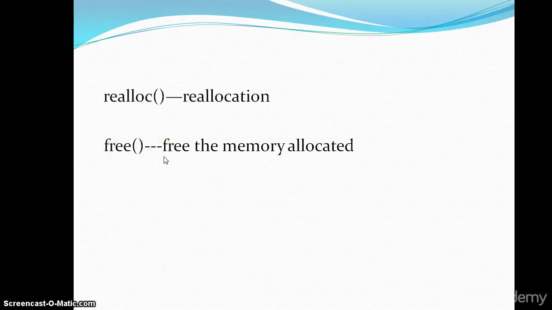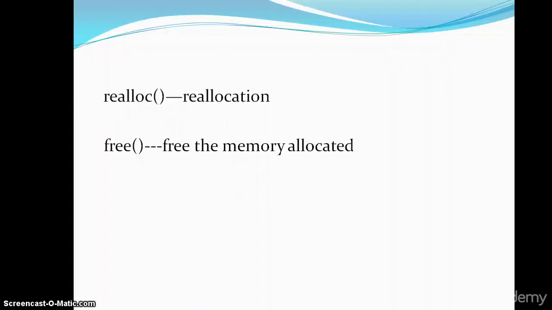free: we can free the allocated memory if that function does not require it any more, or the function gets executed and the next step is getting ready to be executed. Then we will use free and free the memory allocated to the previous pointer. So this is the use of dynamic memory allocation using pointers. So that's it for now.